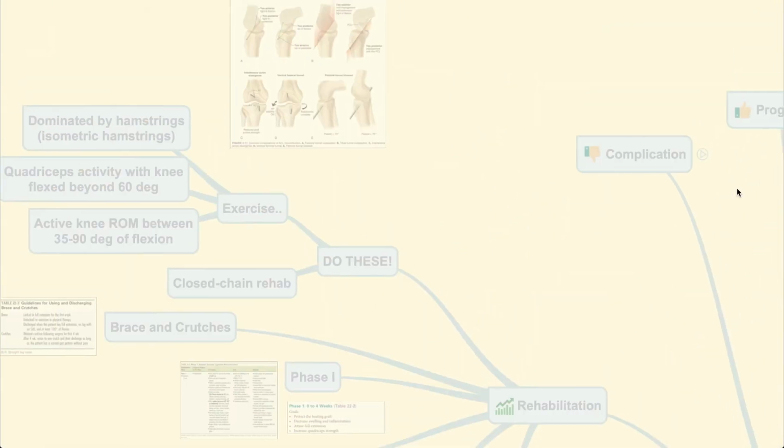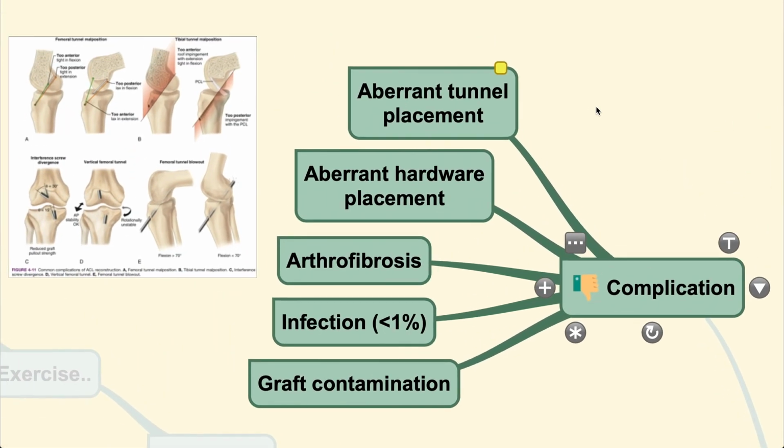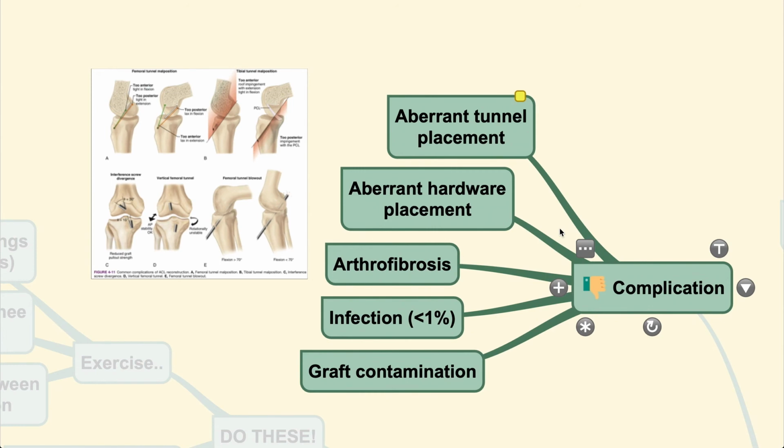Now, following rehab, you need to be aware of certain complications that may arise due to the treatment or due to the patient's own condition. The first would be aberrant tunnel placement. After the surgery, sometimes due to errors in surgical technique or anomaly in the patient's normal anatomy, the tunnel can be placed in an incorrect position, and usually if the graft is placed too vertically, there will be rotational instability. But if the graft is placed too anteriorly in the femoral tunnel, there will be limited flexion.